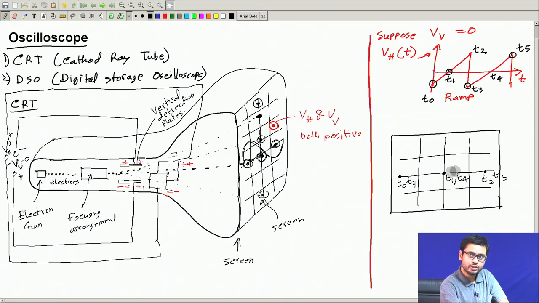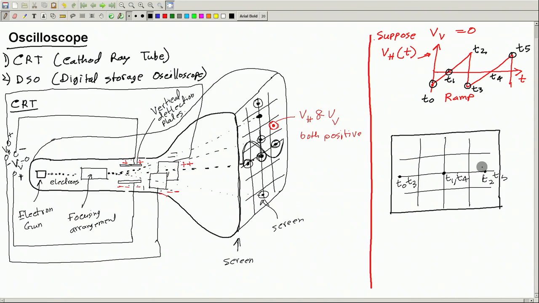So, this way it will oscillate, starting from 0, 1, 2, 3, 4, 5, 6, 7, 8, and so on. It will move slowly from left to right and then suddenly to the left, slowly to the right, suddenly to the left. Okay. So, this is how the electron beam will move.